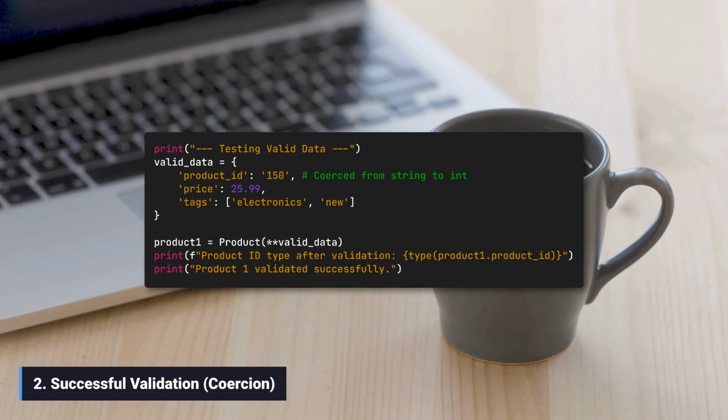2. Successful validation. We test with data that omits the optional description and provides the product_ID as a string. Pydantic successfully coerces the ID to an integer and validates that the price is positive, creating the product1 object without errors.